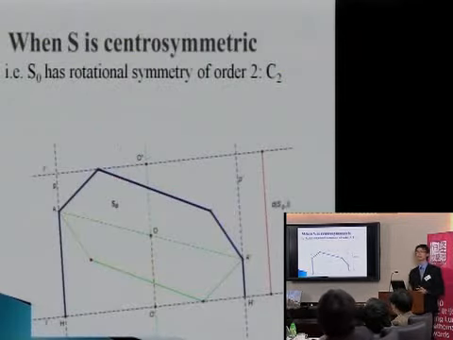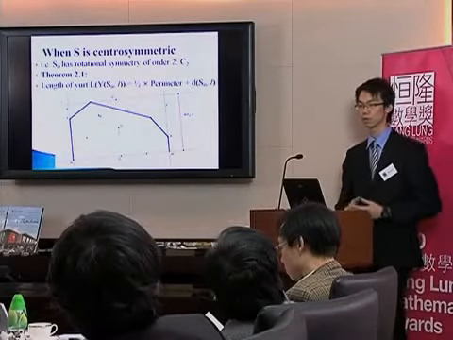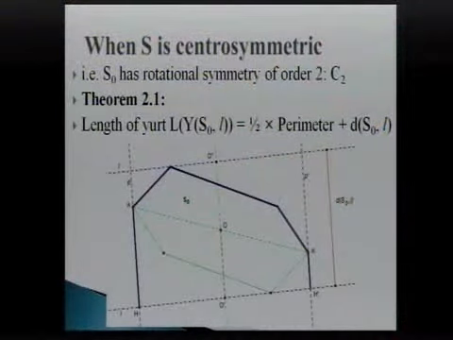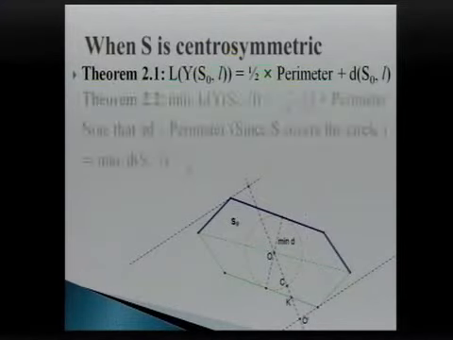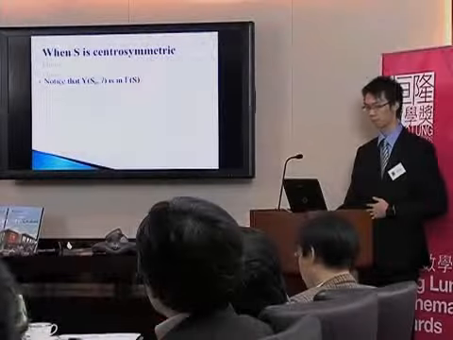We first deal with the case when S is centrosymmetric. Theorem 2.1 in my report shows that the length of the yurt is always equal to half the perimeter plus the width in the L direction. This is quite intuitive if you see the picture. With this theorem, we formulate the second theorem, which states that the minimum among all the yurts is less than or equal to 1/2 plus 1 over pi times the perimeter, by using some geometric inequality, and you can also see the proof in the report.